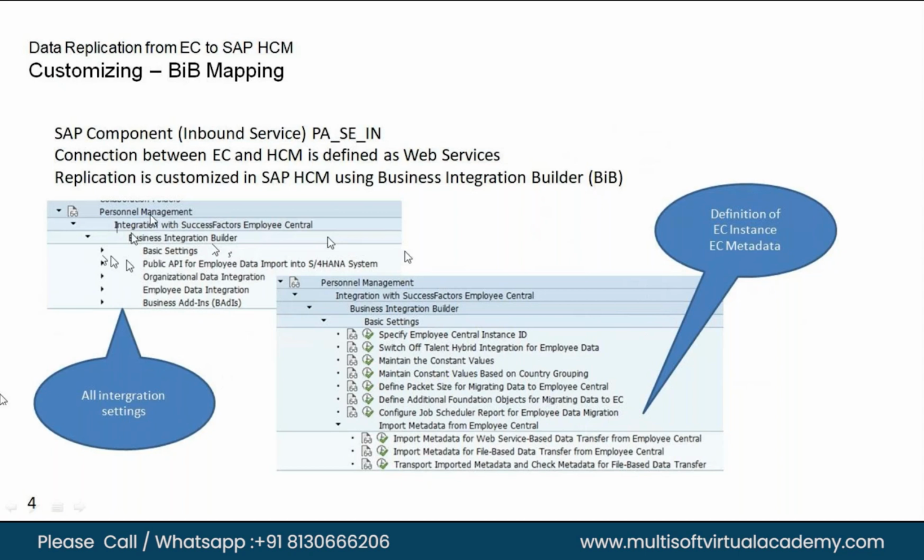It is under personal management; we will see integration with the SuccessFactors Employee Central. Under that, we have a business integration builder. Under that, we have these two nodes, organizational data integration and employee data replication integration. This is the node where we maintain all the org related templates and template groups. And the second one, employee data integration, is where we maintain all the PA info types mapping. And this one is a BAdI one.